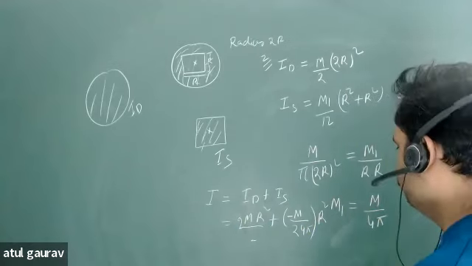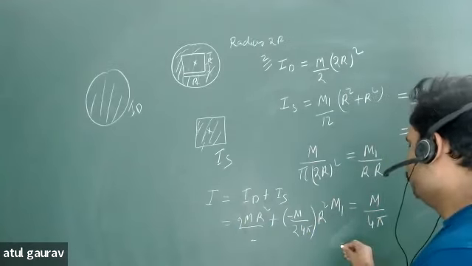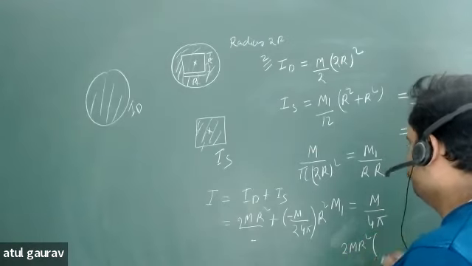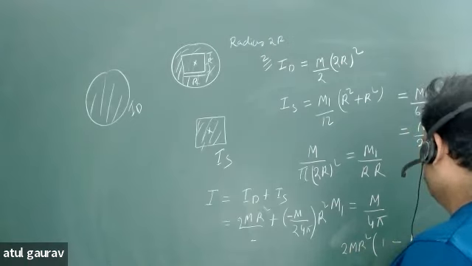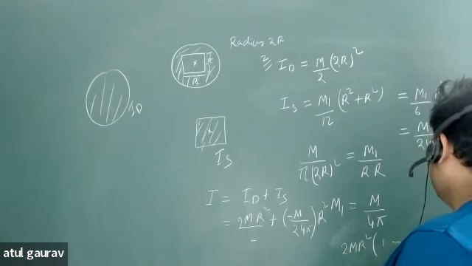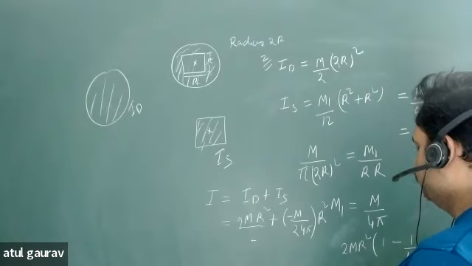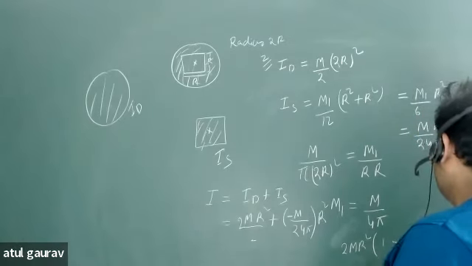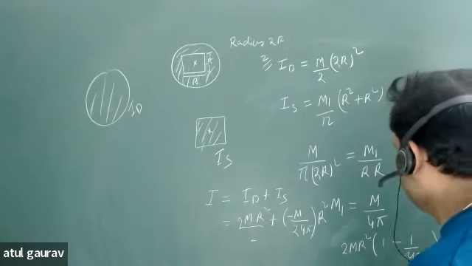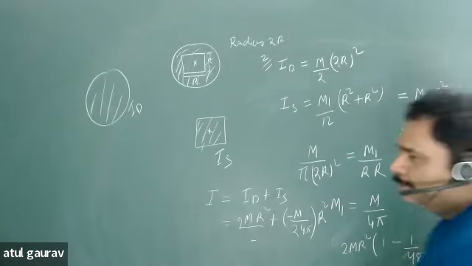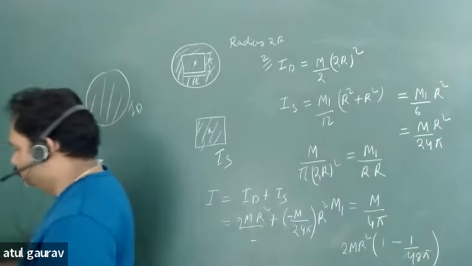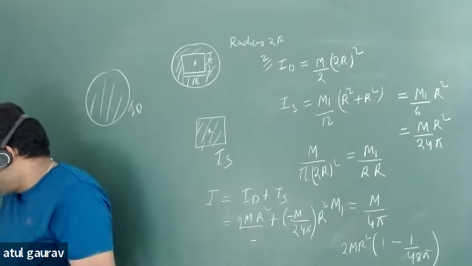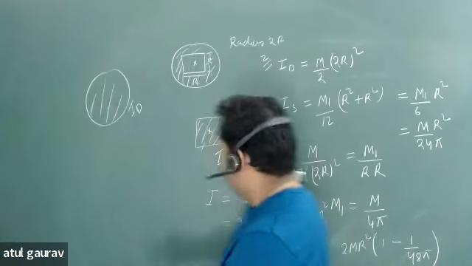So what you can take? You can take common 2 mr square. And what will be this value? 1 minus 1 upon 12 pi, isn't it? Or 48 pi. Sorry, that will be 48 pi. This will be your answer. Clear है ये? Yes, this will be your answer.